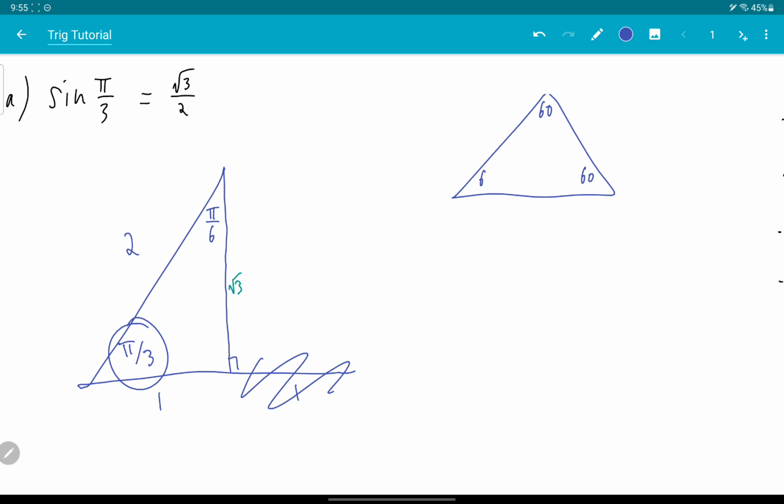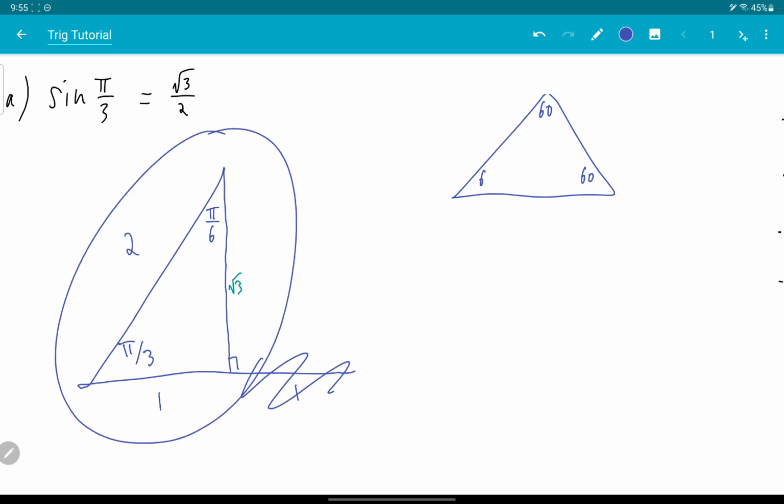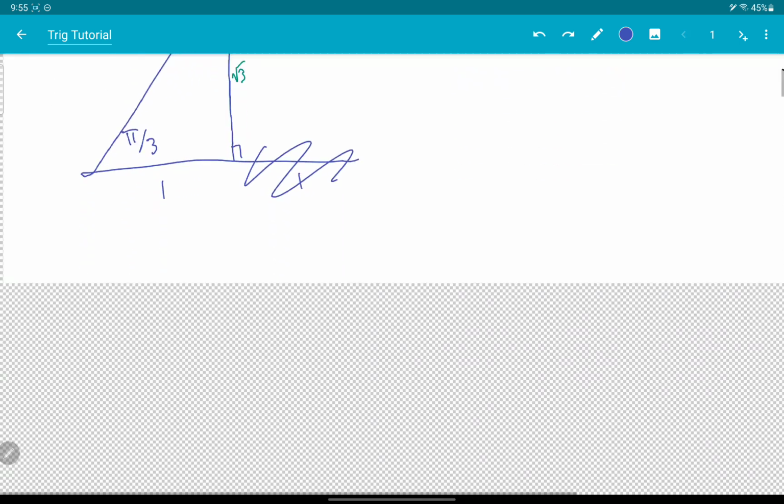Okay, so you'll want to remember how to derive this triangle. Very useful, because I can get sine, cos, tan, secant, cosecant, cotangent for pi over 6, and likewise for pi over 3 very quickly. Okay, next one.